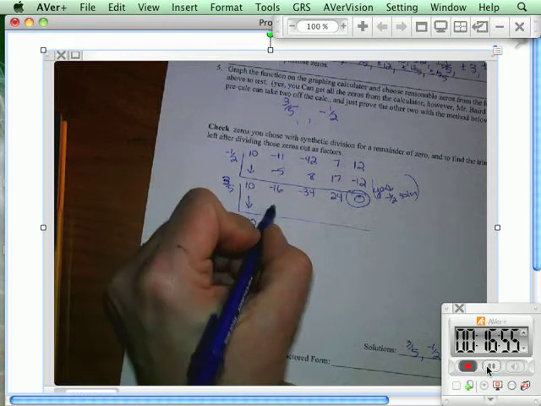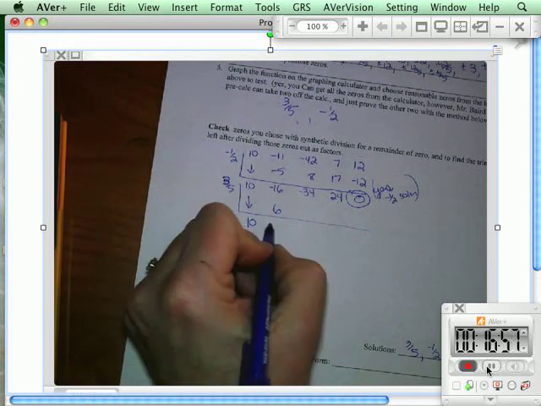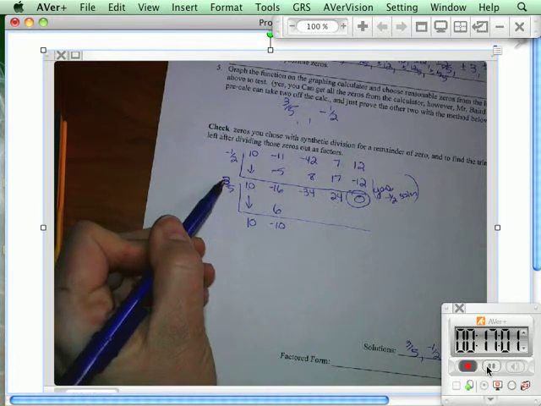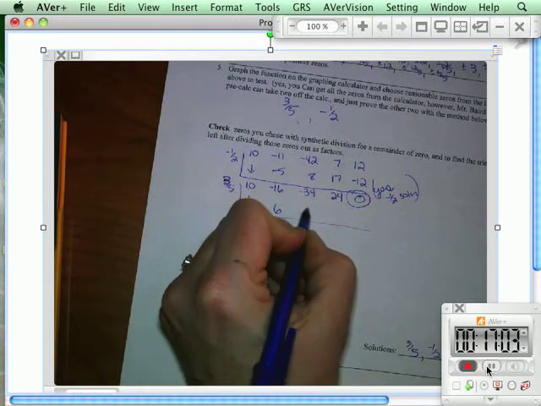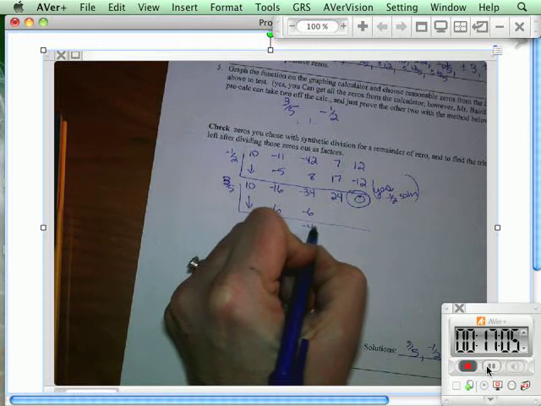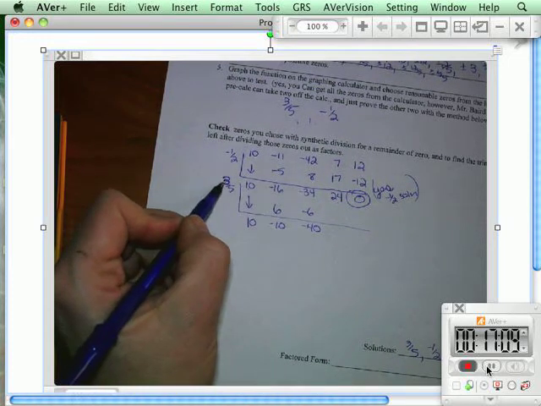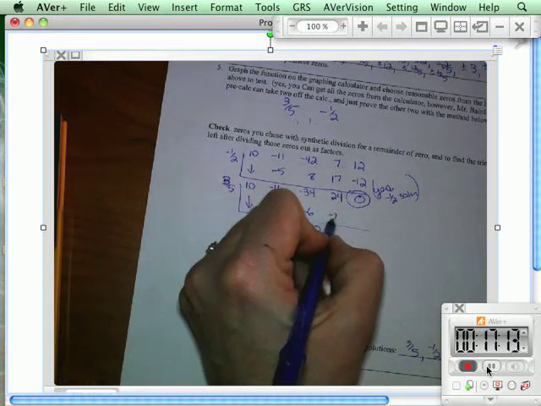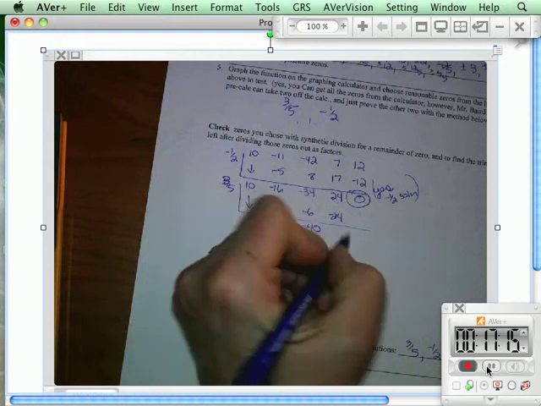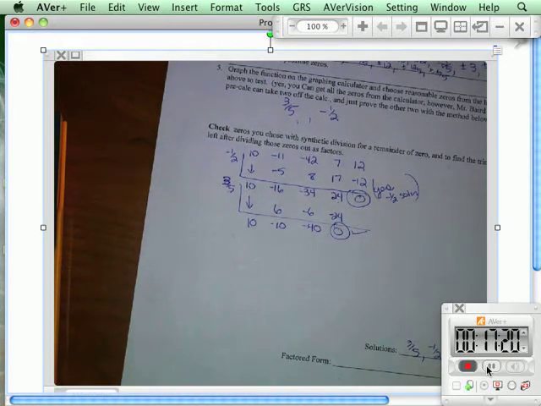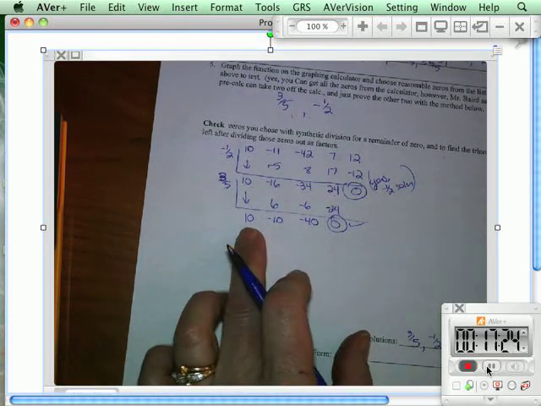Okay, so this becomes negative 10. Negative 10 times 3 is negative 30, divided by 5 is negative 6. That becomes negative 40. Negative 40 times 3 is negative 120, divided by 5 is negative 24. So we're getting somewhere, okay? And this is 0, so I can say check, yes, 3/5 for sure is a solution. Now I have something I can work with here.